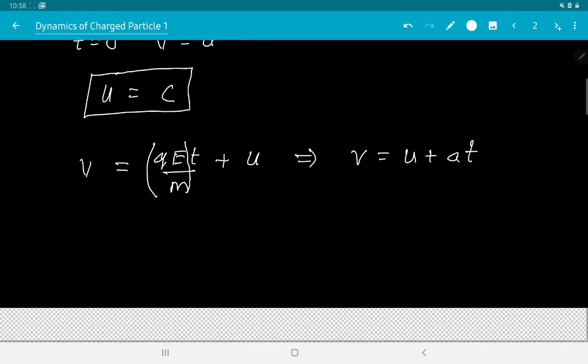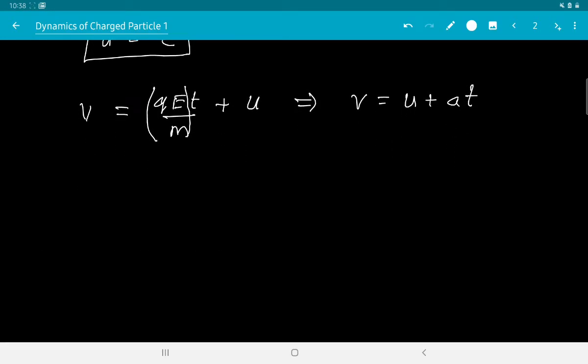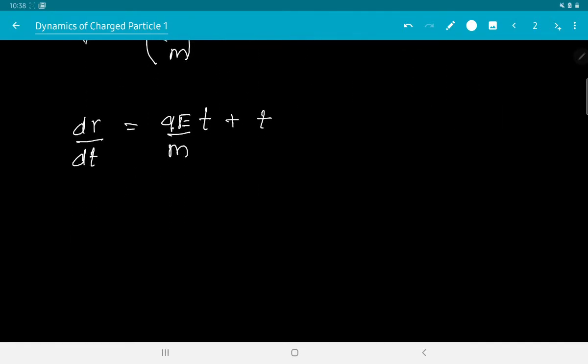Okay, now let us derive the equation for the displacement of the particle at any instant of time. For that, again we will have to express this velocity as dr by dt, which is equal to QE by m, this is the acceleration, into t plus u. Again we will repeat the same procedure of sending this dt on the other side.